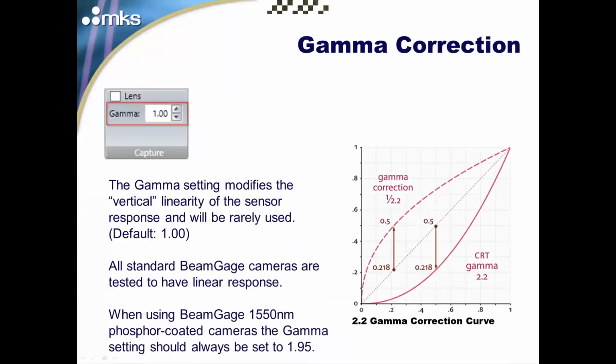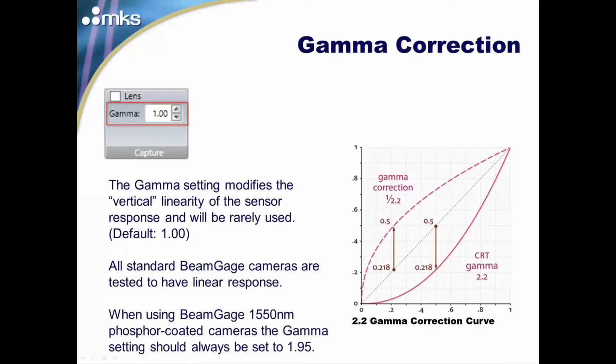The gamma setting is a specialized tool. It's not really used very often, but there is a really important case that you ought to be aware of, where it should always be used. The gamma modifies the linearity curve of the sensor response. All BeamGage cameras are selected and tested to already have linear response in the primary wavelengths that they're meant to be used for. The exception to that is the 1550 nanometer phosphor-coated cameras.